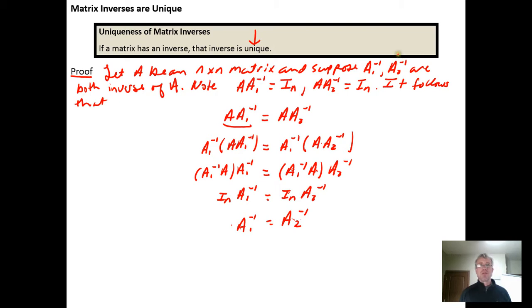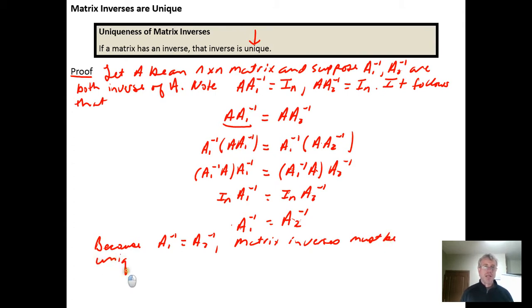So this is what drives the proof. We suppose that there's two of them, and then show that if we suppose there's two, they actually turn out to need to be the same matrix. So then we draw our conclusion. Because A sub 1 inverse is equal to A sub 2 inverse, matrix inverses must be unique. And we can claim this because when we tried to show there's two of them, we discovered that they were just the same matrix.